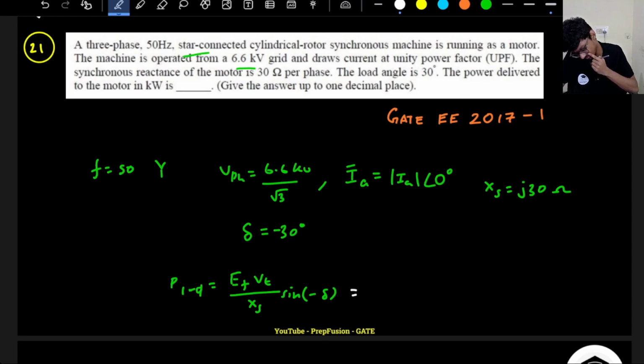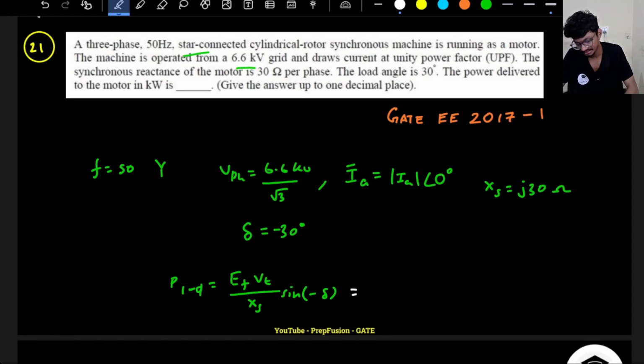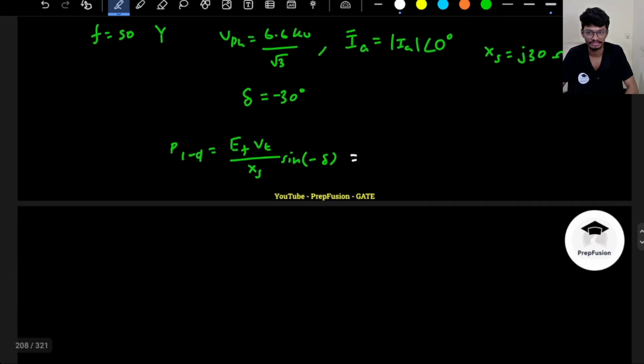Okay, I cannot use this formula, because I don't know what EF is. That much I don't know, right? So what can I do? Here's an interesting thing again: you can take help of the phasor.